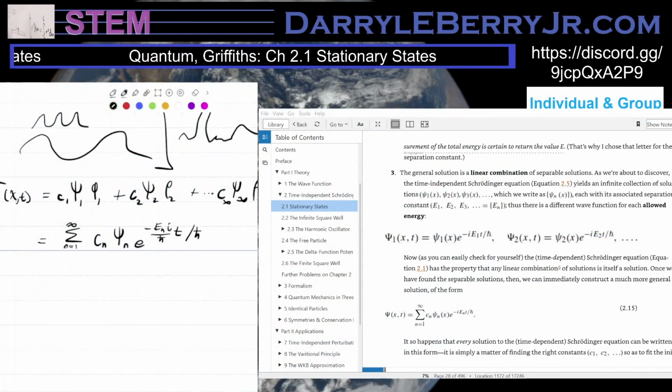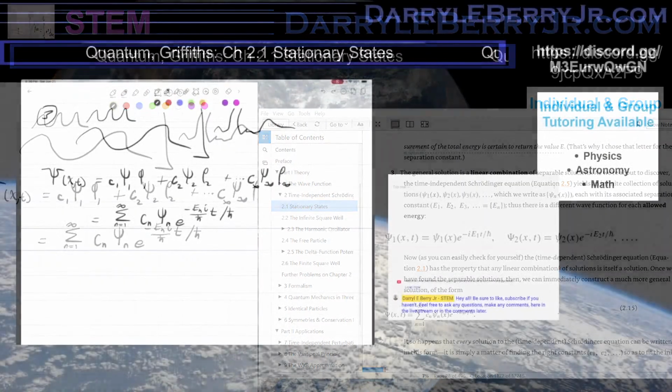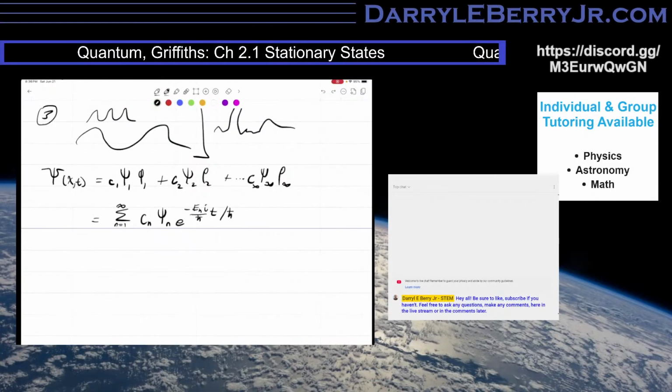But suffice it to say, we'll come back next week, and we'll look more into the book, more into the solutions to the time independent Schrodinger equation, and we'll talk about the infinite square well as we look into that.